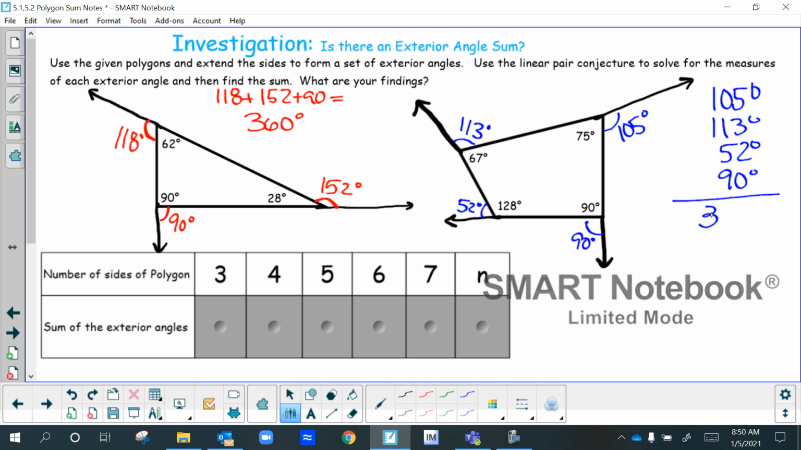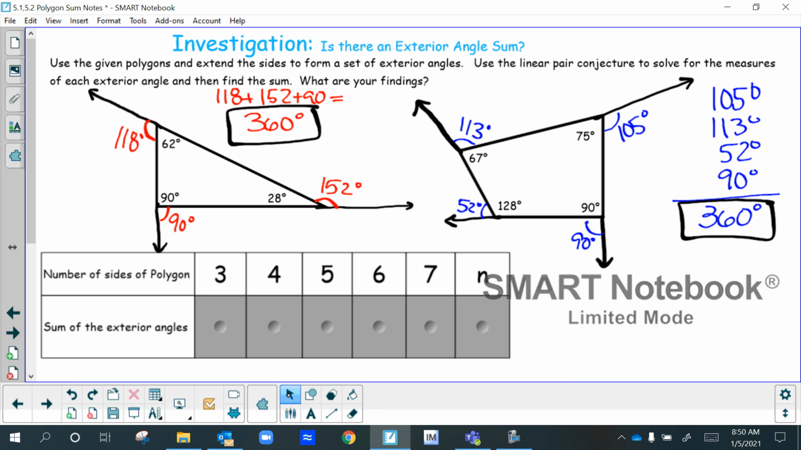Wow, I got the same exact value as I did over here. Okay, so I got 360 that the exterior angles add up to. You think if I were to draw a pentagon that it would come out to 360 again, or would it be larger? Well, if these two came out the same, they all probably are the same. Okay, so for these two I got 360.